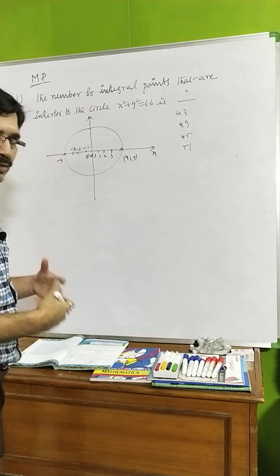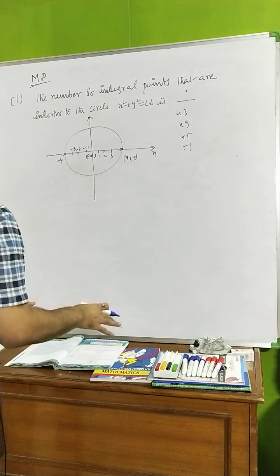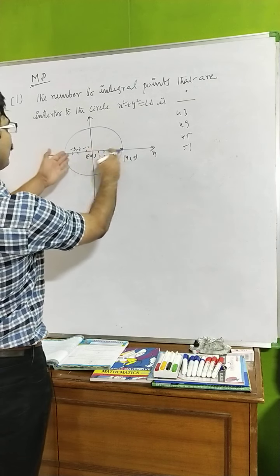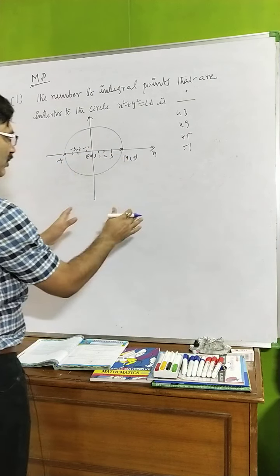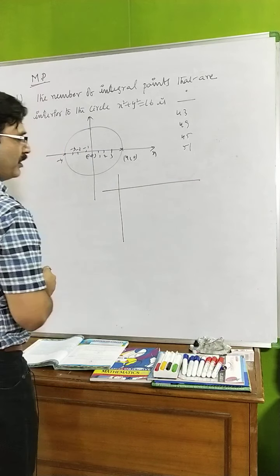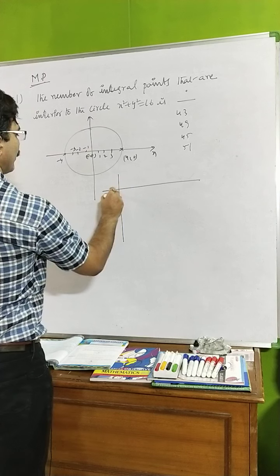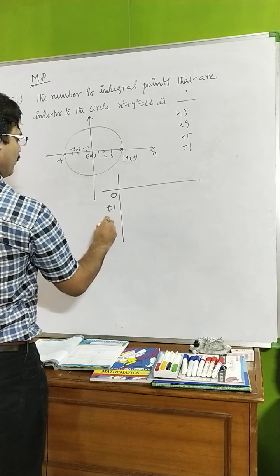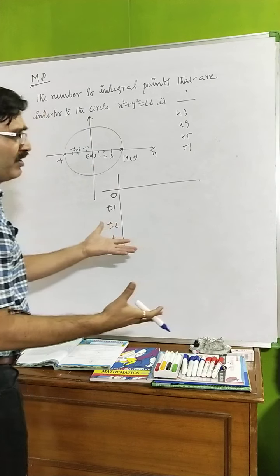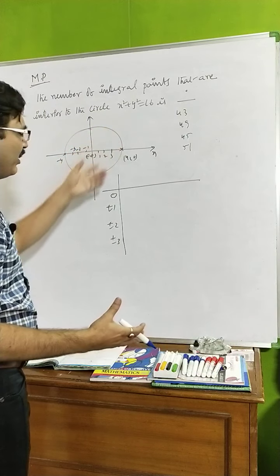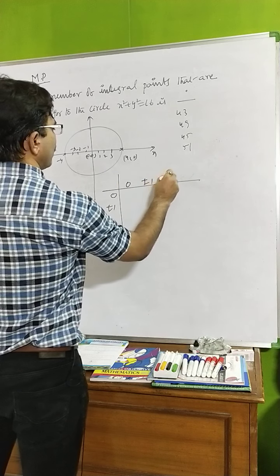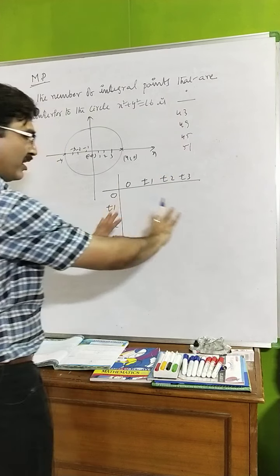How am I going to do it? Very simple. You can take x lying between 0 and 3 and so on, but I don't want to do it like that. How I am doing here, you see this. I want to take 0, plus or minus 1, plus or minus 2, plus or minus 3. 4 I cannot take. Why? 4 is on the circle, so I don't want to take that 4. Here also 0, plus or minus 1, plus or minus 2, plus or minus 3. I am not taking 4.